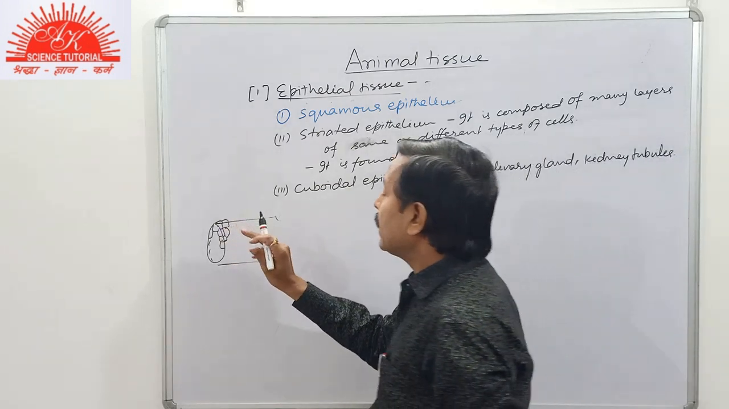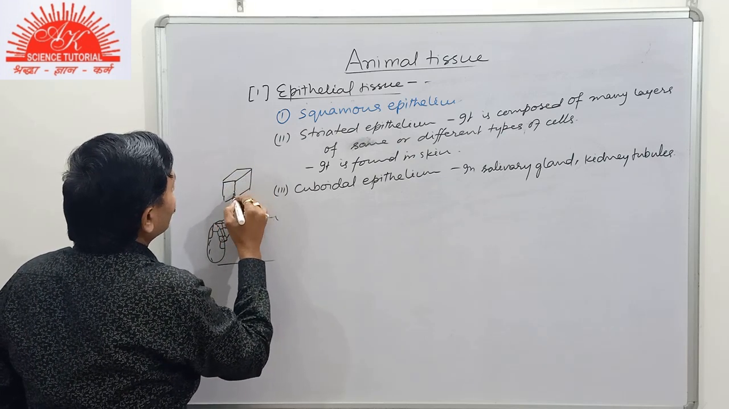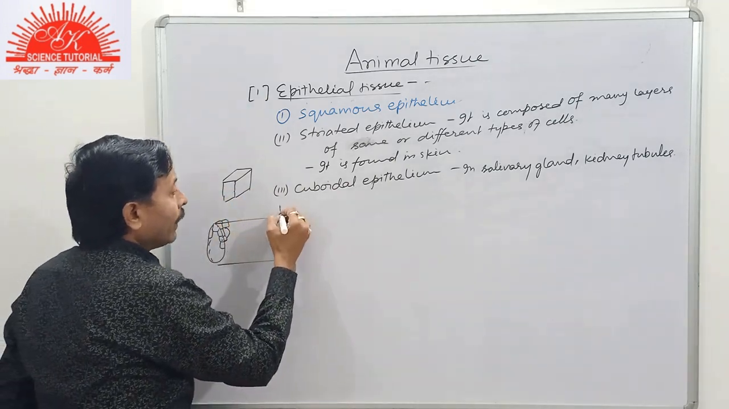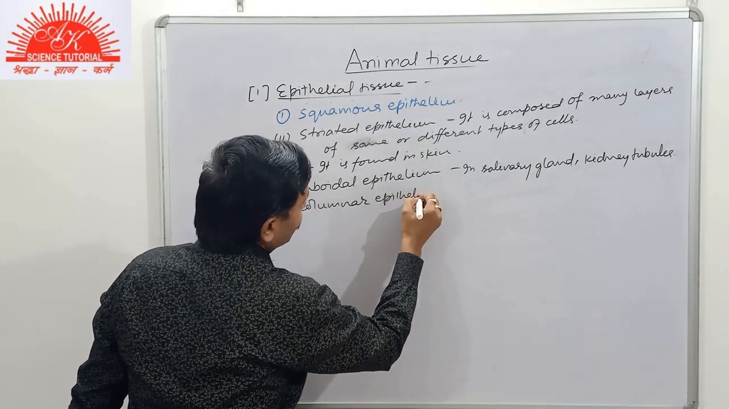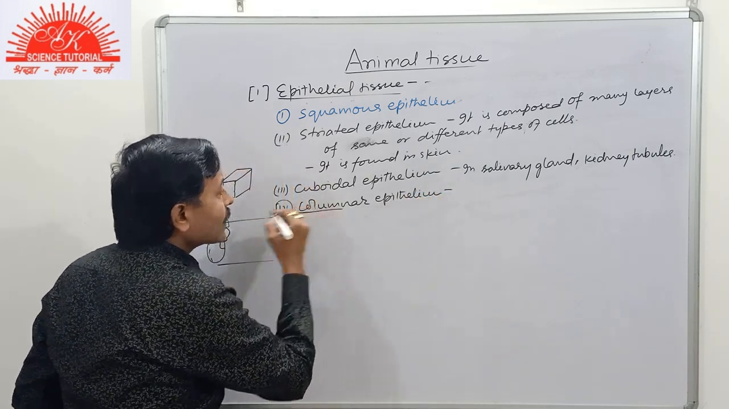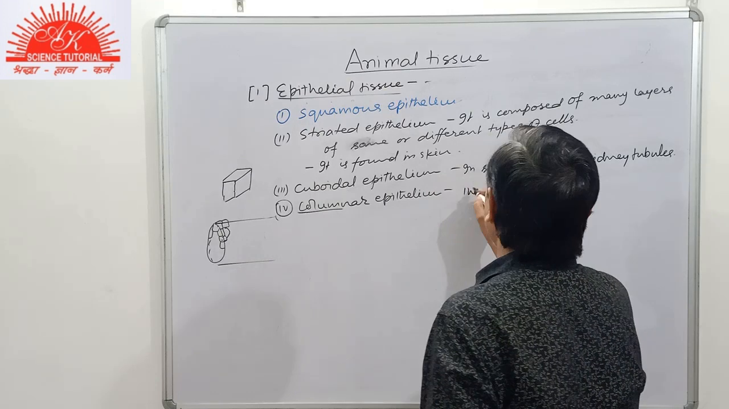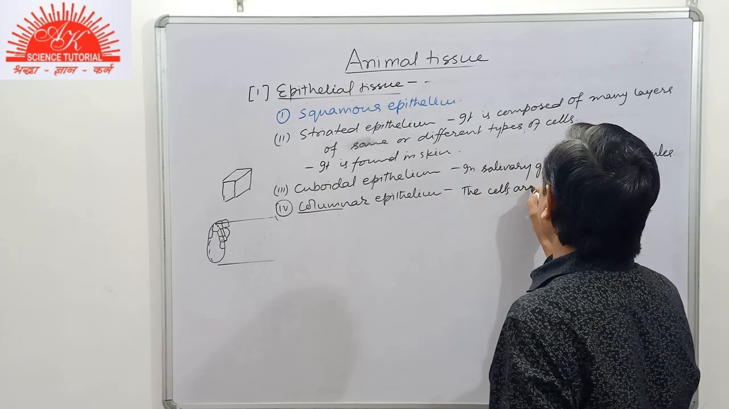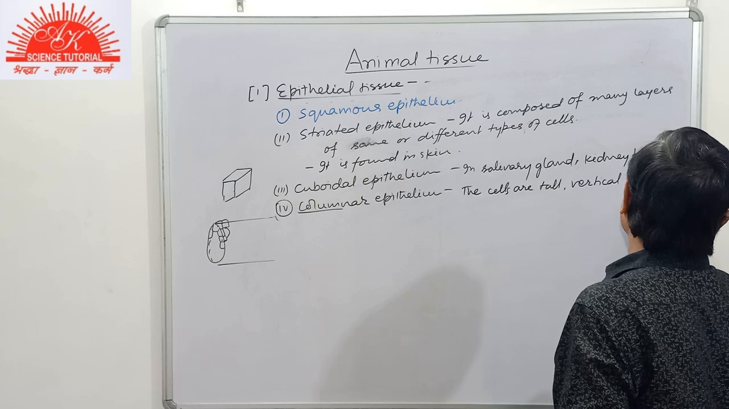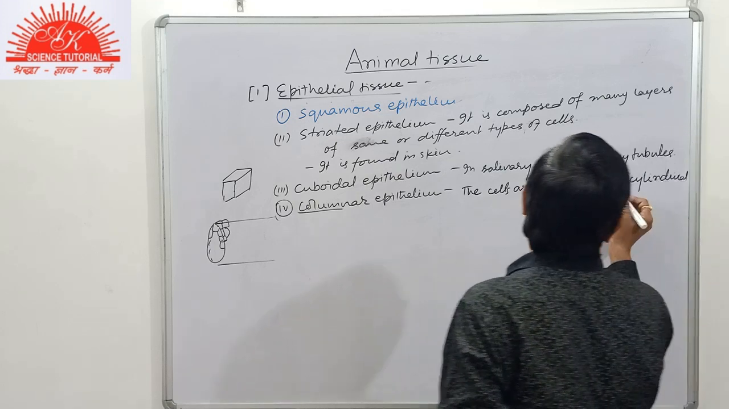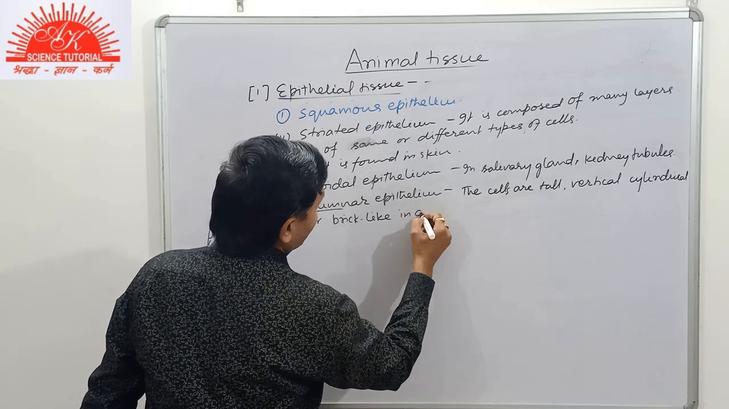Now it will be cuboidal in shape. That is, suppose we have to draw cuboid. So this will be the shape of it. So this will be the cuboidal. Now next one is columnar epithelium. As the name suggests, column. So these are tall, vertical. So the cells are tall, vertical, cylindrical, or brick-like in arrangement.